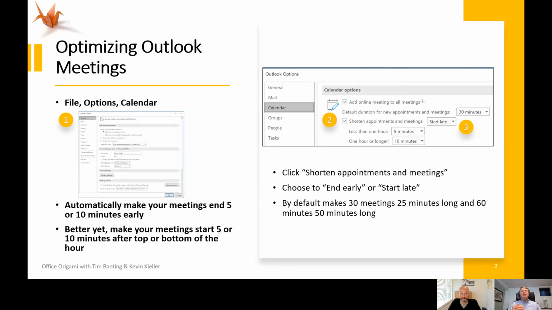And one of the things I found is even when you end meetings early, because people are so accustomed to going to the bottom of the hour or the top of the hour, even on Teams where it gives you the warning, people just use up all available time. So, for me, I pick shorten and I say start late, and I go with the defaults of 5 and 10 minutes. People are happy that I've done this, and it gives people a break during the day. So that's my tip to optimizing Outlook meetings.